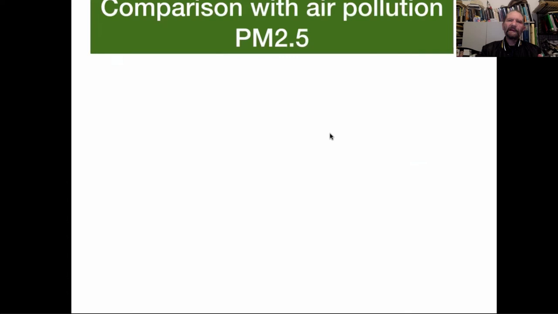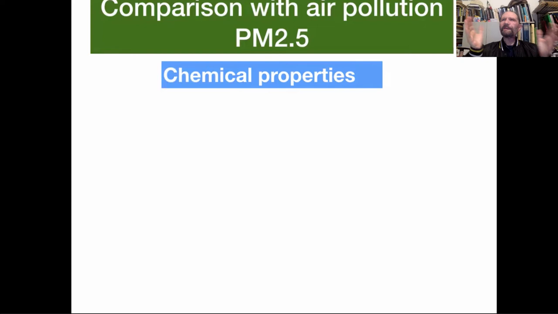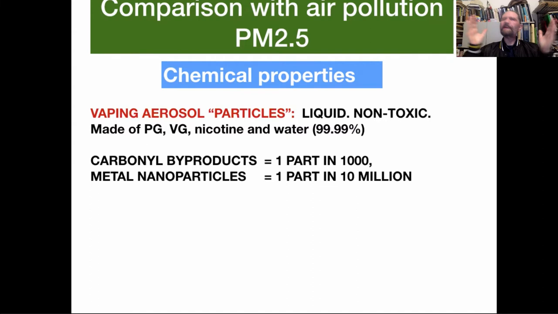Now, let's compare with air pollution. Let's compare first the chemistry, or the chemical properties of the different types of particles. Vaping aerosol particles are liquid droplets. They are non-toxic. They are made of propylene glycol, glycerol, nicotine, and water. Then that makes 99.99, and I think I should have put another 9, because the carbonyl byproducts that are measured in the aerosol in general, not only, but also in the particles, are one part in 1,000.